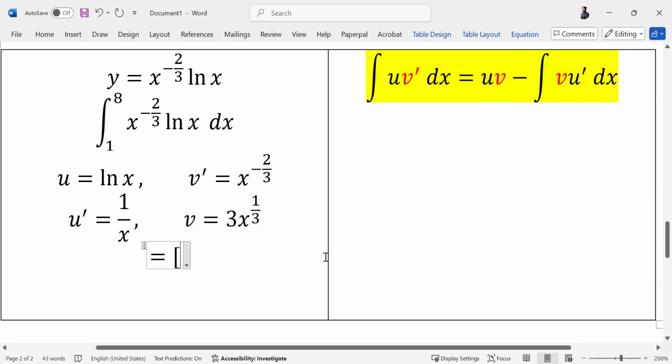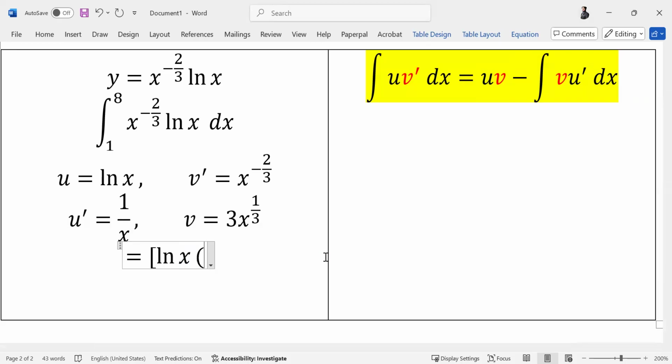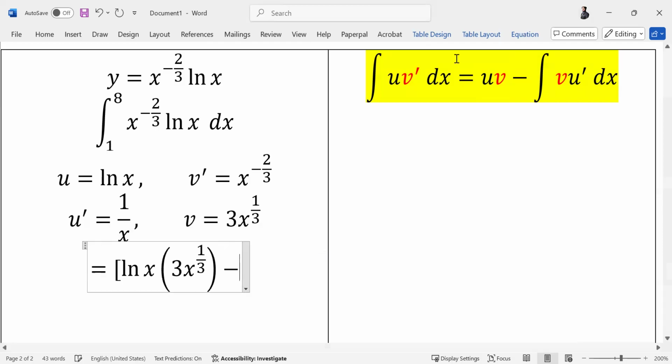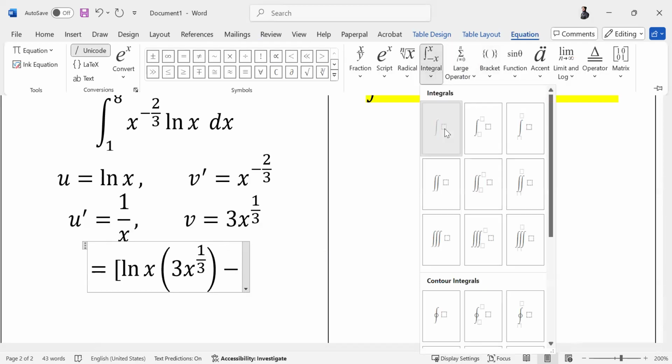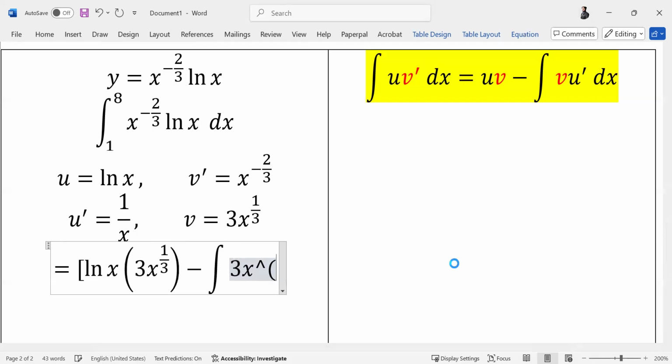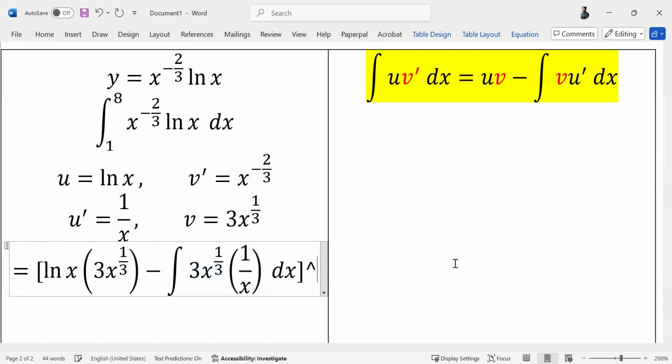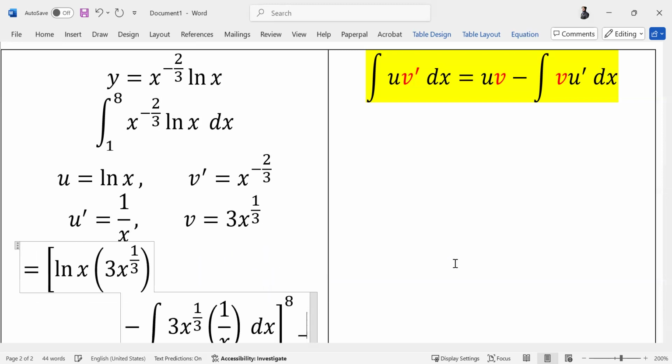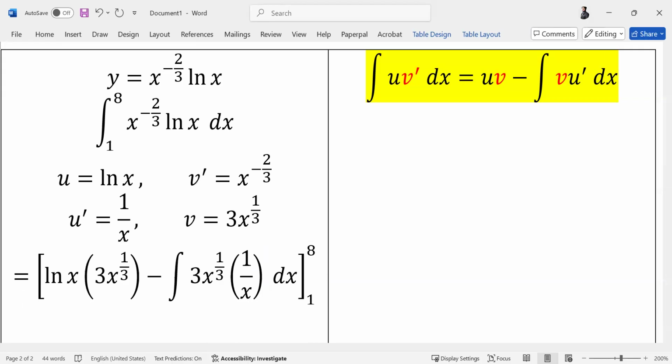So what is your u? ln x. What is your v? x to the power 1 upon 3, minus, remember the expression inside the integral sign still needs to be integrated. What is your v? V to the power 1 upon 3. And what is your u dash? Upper limit is 8, lower limit is 1. We are not done. I am telling you again and again, integration by parts, you're just breaking it into parts. There are still some things that need to be integrated.